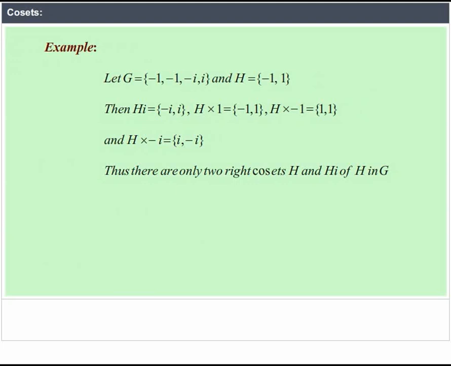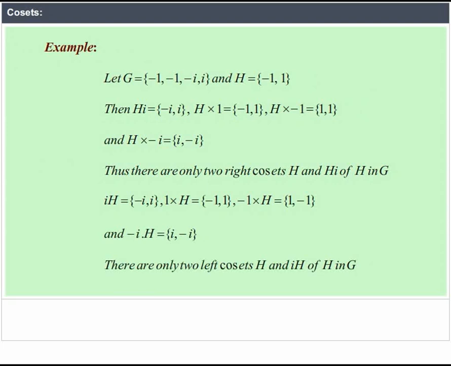Thus, there are only two right cosets H and Hi of H in G. Also, iH equals {-i, i}, 1 times H equals {-1, 1}, -1 times H equals {1, -1}, and -iH equals {i, -i}. There are only two left cosets H and iH of H in G.